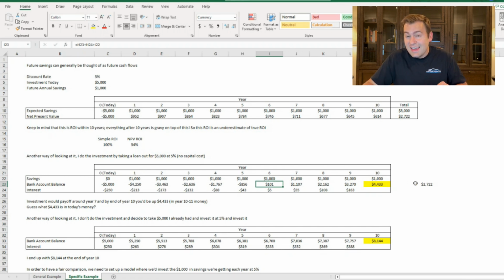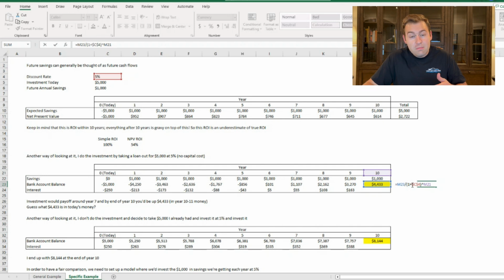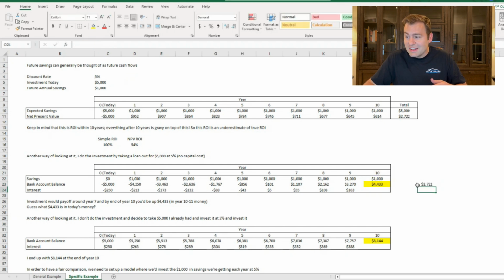And if we take that back to today's money, that's what this cell does right here. We take that 4,433, we divide it by 1 plus our discount rate, 5%, and raise that to the 10th power to bring it back in today's money. This ends up being the same as what we calculated up here. The net present value of this investment is $2,722.